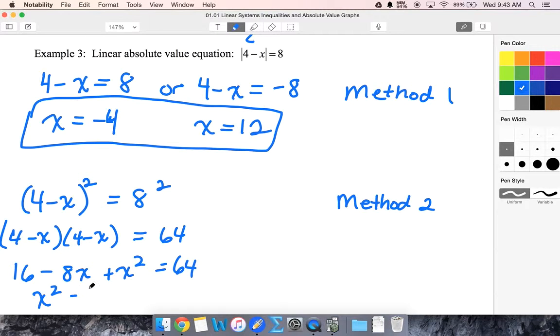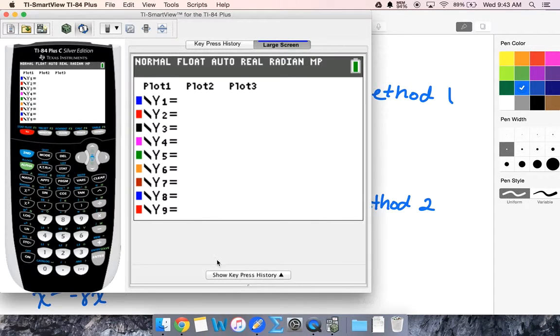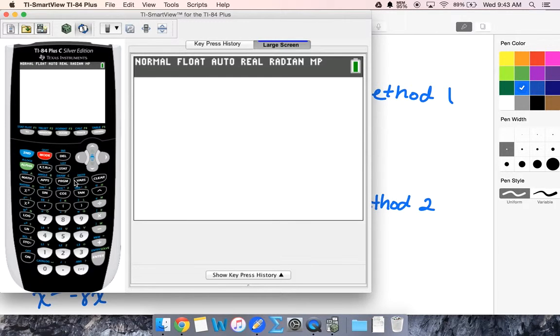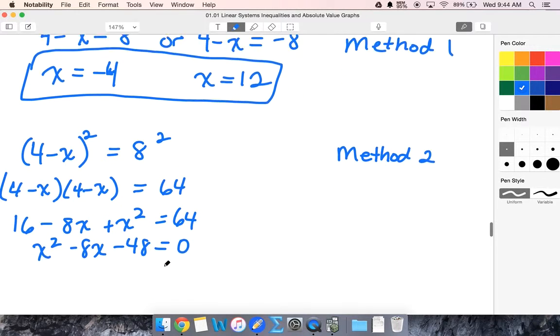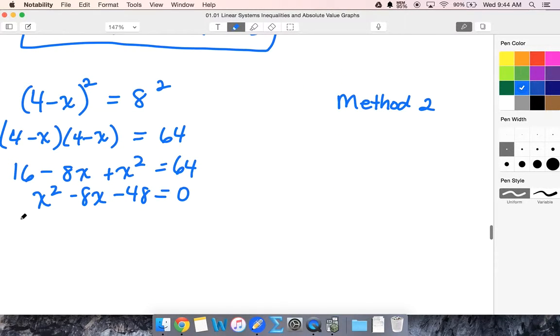x squared minus 8x. And then 16 minus 64, I don't know what that is off the top of my head, and I don't want to get it wrong. 16 minus 64, negative 48, equals 0. And so now I can factor this.